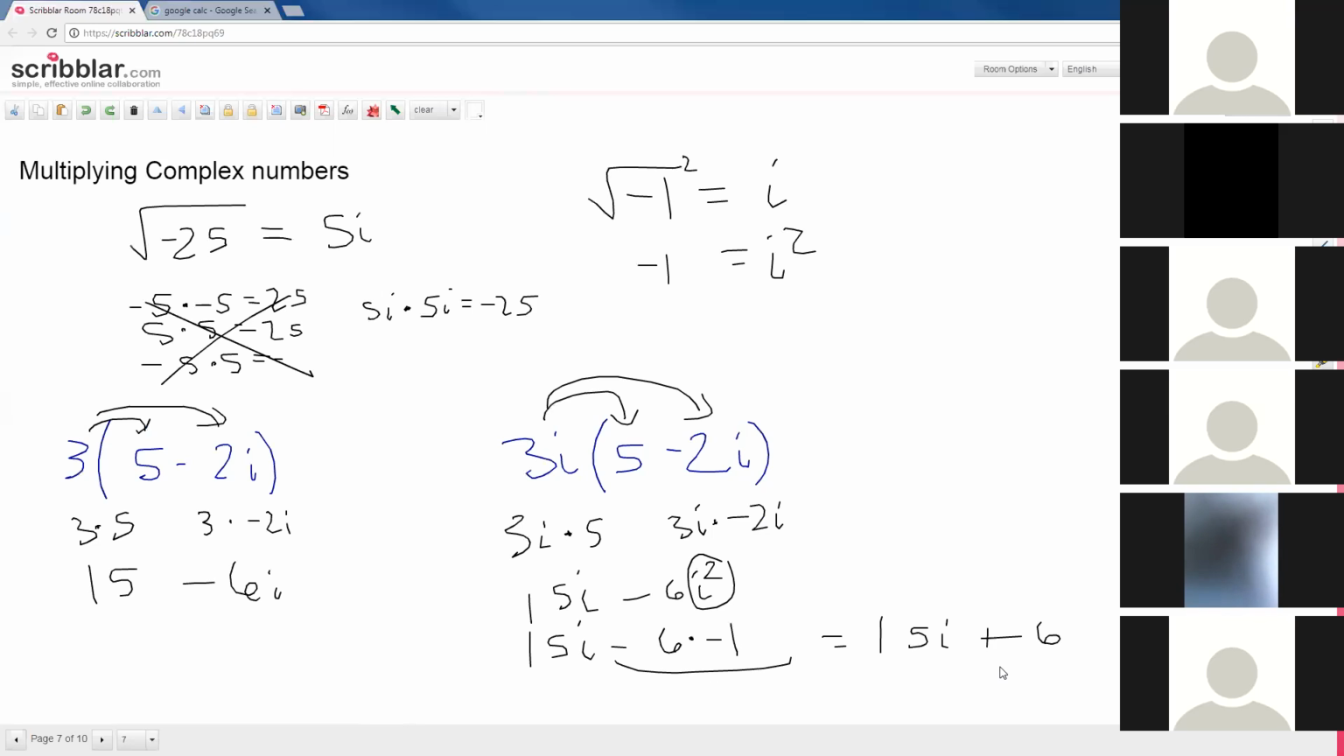With these numbers, this is called a complex number because it has an i and a number that doesn't have an i, the real part. They always want the i part second, so we do have to switch the order to be 6 plus 15i. So that's how we multiply our complex numbers together.